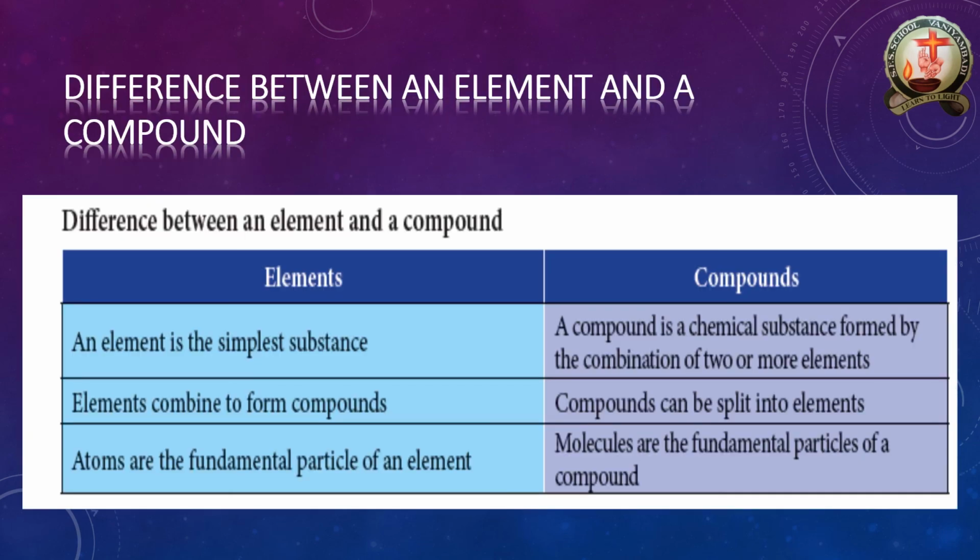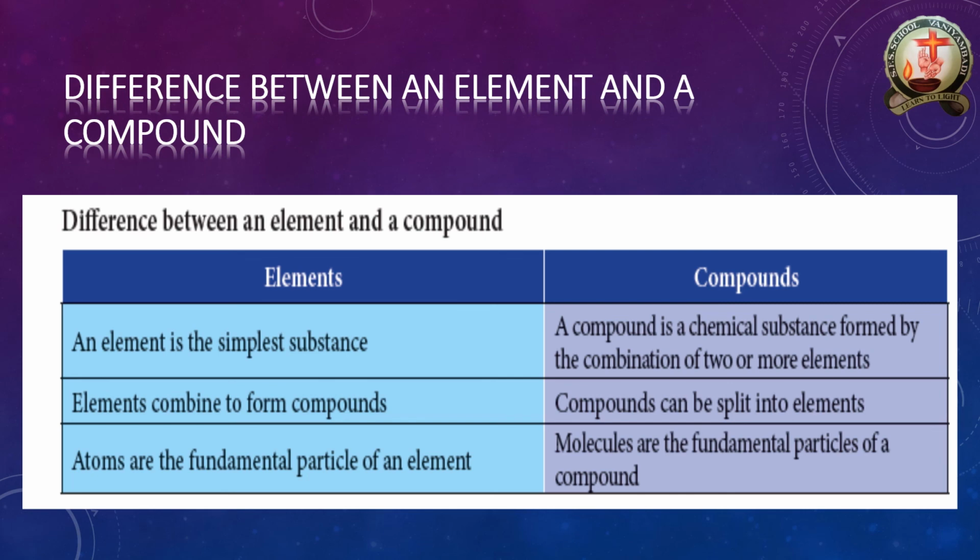Then the difference between elements and compounds. An element is the simplest one. A compound is a combined form of elements. Elements combine to form a compound. The compound splits into the elements. Atoms are the fundamental particles of an element. Molecules are the fundamental particles of a compound. So both have a chain relationship.